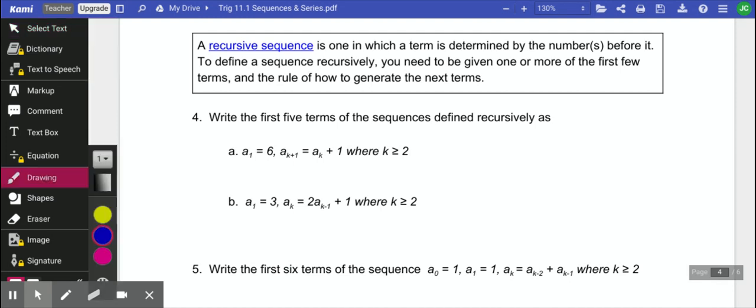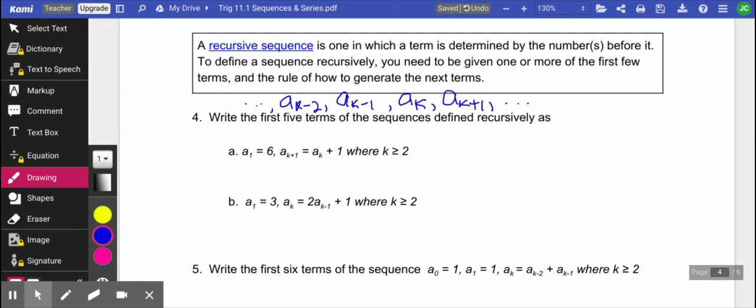Now, something really important, I think we switched to K's on this, which is fine, is if we are talking about the term AK, the term that comes after AK is AK plus 1, and the term that comes before AK is AK minus 1, and the term before that is AK minus 2, and so on and so forth in both directions, okay? So that's something important to think about when we're doing these.